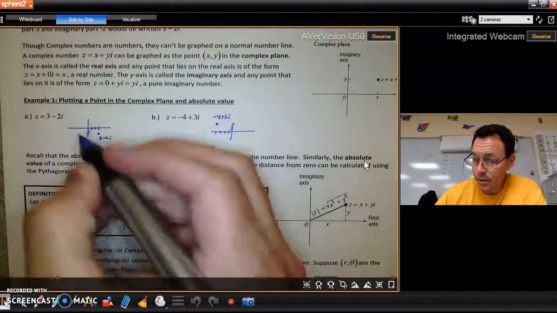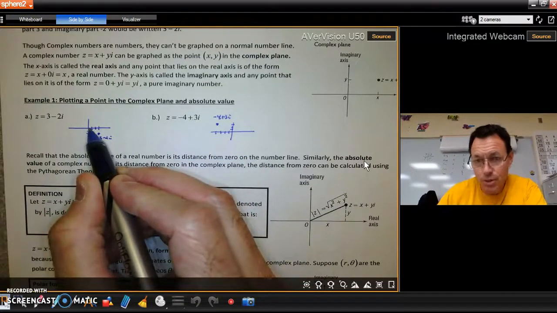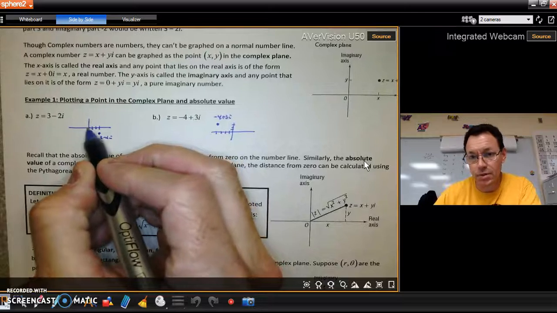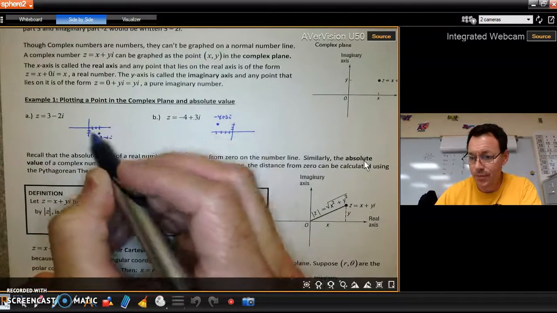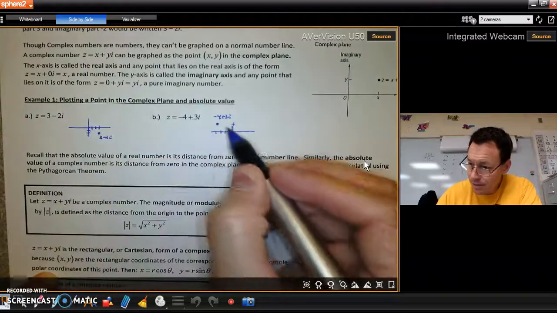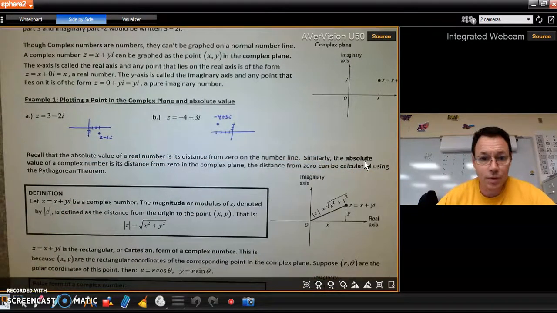The absolute value would just be the distance from that point back to what we think of as the origin. Okay, that's 0. That's 0 plus 0i. That's 0 on a number line. So that distance would be the absolute value of this.